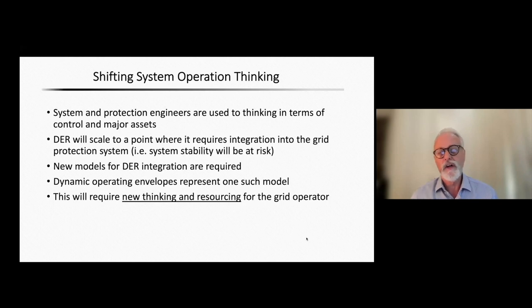So new models for DER integration are required. Dynamic operating envelopes represents one such model, and perhaps Gabriel Caper later will speak a little bit more about this. So we really need new thinking and resourcing for grid operation. And if I think of the challenges facing the NTC SA in South Africa, this new subsidiary transmission company, of course, it's mainly getting new investment into transmission, but a big thing of their business model going forward would be to build new capabilities within system operation in our country.